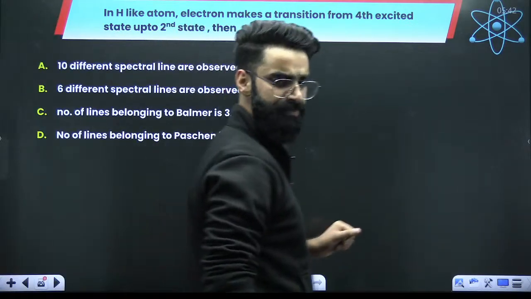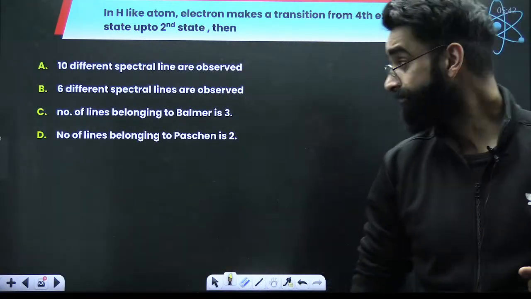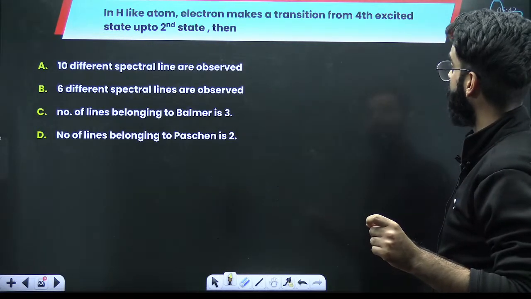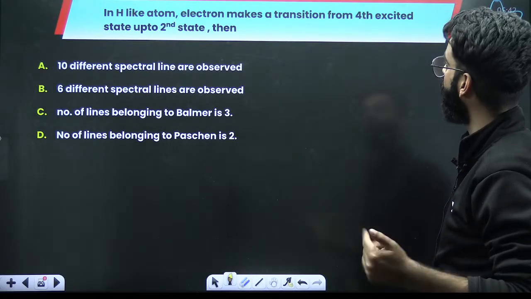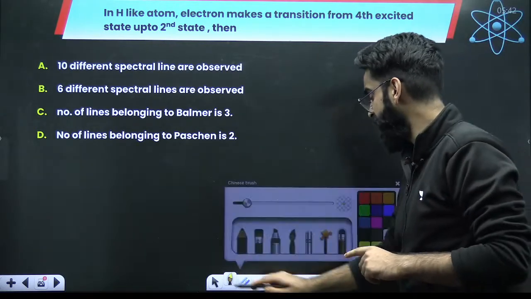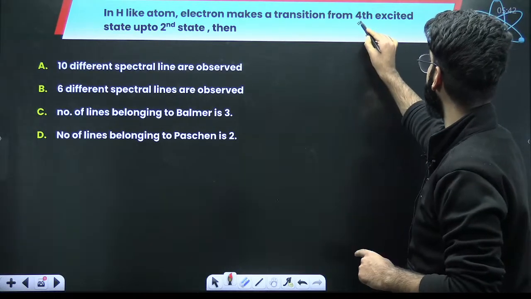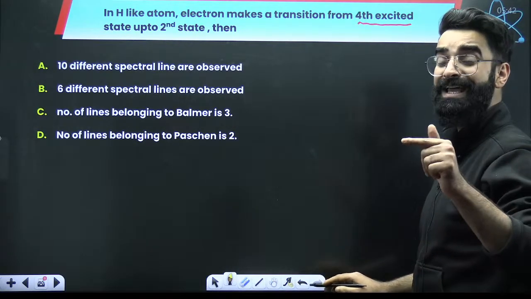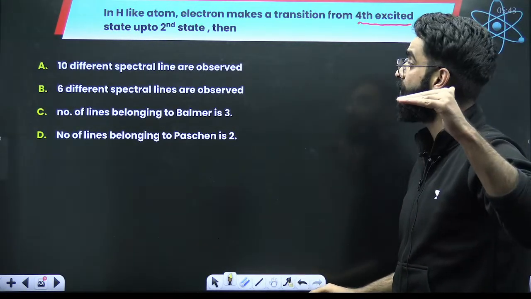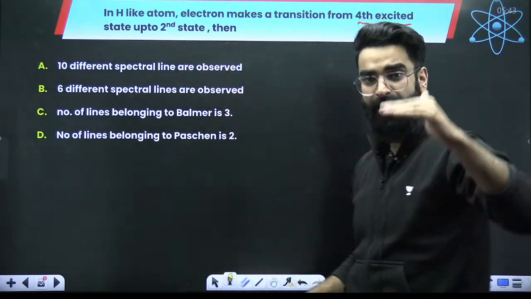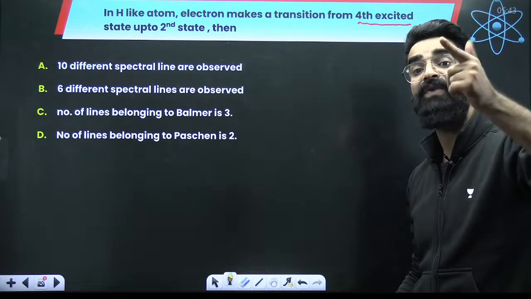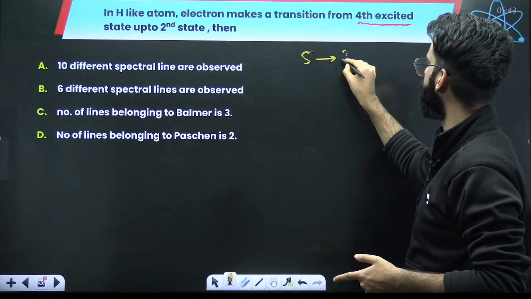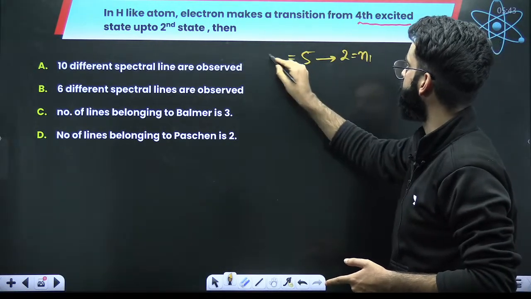Okay, look at this particular question. In a hydrogen atom, an electron makes a transition. Okay, from where to where? From the 4th excited state. Guys, be careful with the terminologies. The 4th excited state is n equal to 5, up to the second state. So the transition is from 5 to 2. This is your N1 and this is your N2.